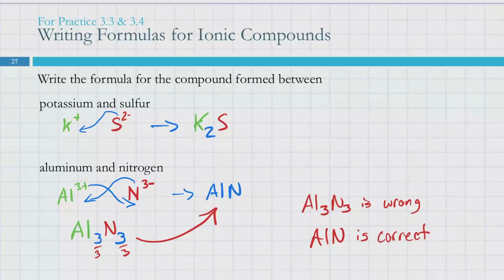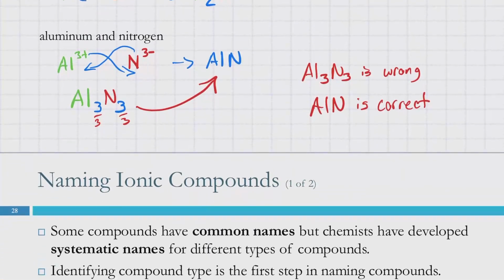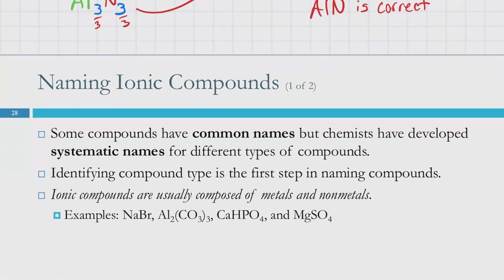So just make sure that if you swap and drop every single time, you're thinking about, can I simplify those numbers? Usually the answer is no, sometimes the answer is yes, and when the answer is yes, you have to simplify. Okay, so that's some of the coming up with formula stuff.